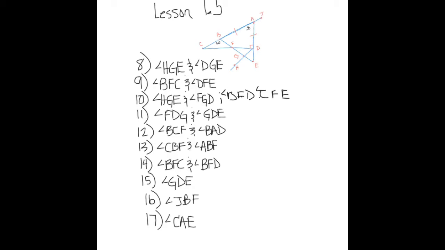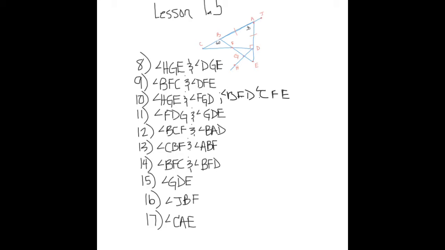Number 13, two supplementary adjacent. That's any linear pair. So you could say angle CBF and angle FBA. You could also call that angle FBJ. But you could also say angle CFB and angle BFD, or angle EDF and angle FDA. So you're looking for any linear pair because linear pairs are supplementary.